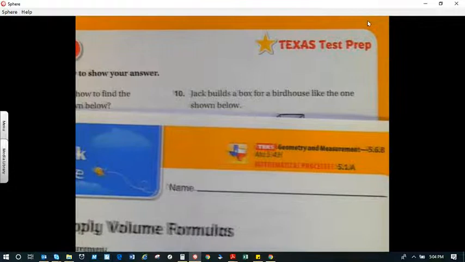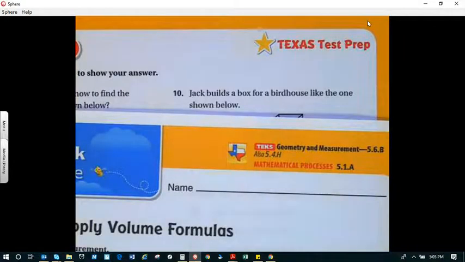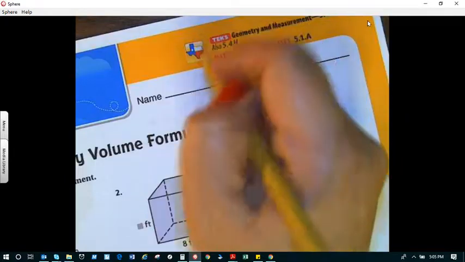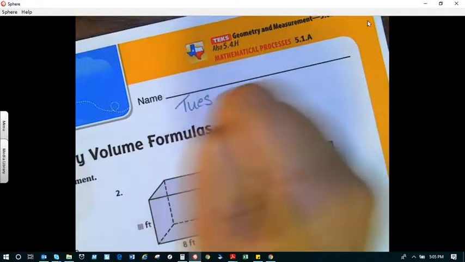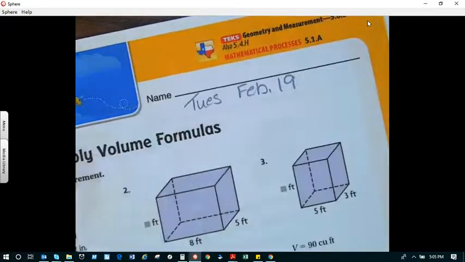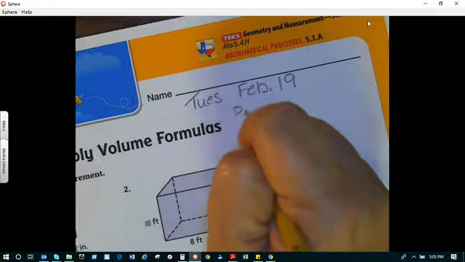Today is Tuesday, can't forget, and February 18th, no, 19th. I'm so sorry, because yesterday was the 18th on President's Day. All right, so today is Tuesday, February 19th.